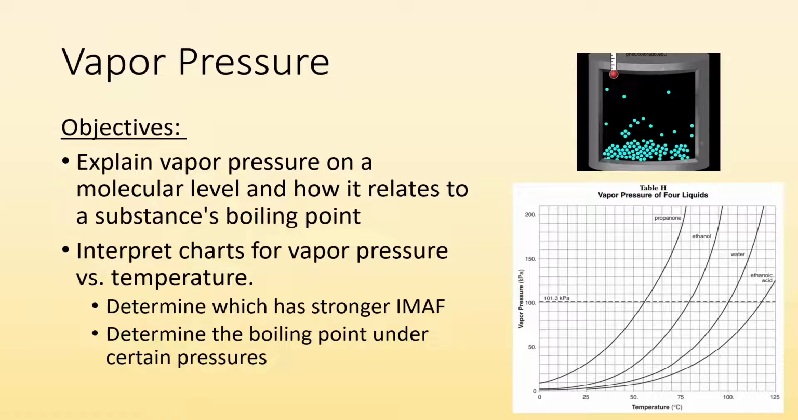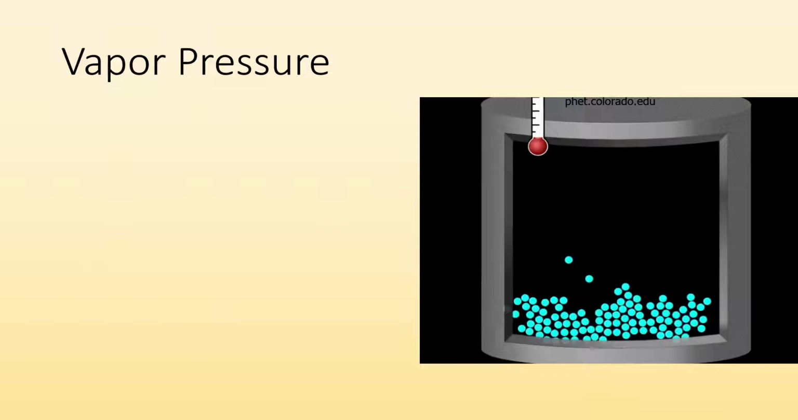Mr. Donahue here again. This time we're going to take a look at vapor pressure. So our objectives will be to explain vapor pressure on a molecular level and how it relates to a substance's boiling point, as well as interpret charts for vapor pressure versus temperature. We need to be able to determine which has a stronger intermolecular attractive force, as well as determine the boiling points under certain pressures. So, vapor pressure.